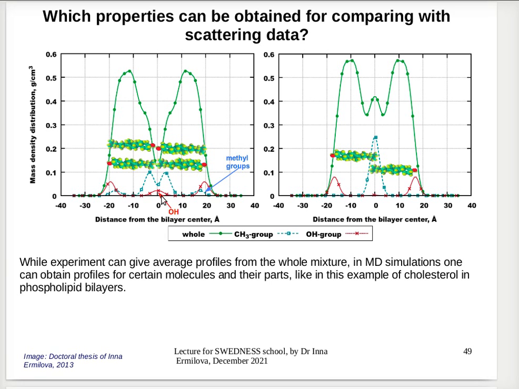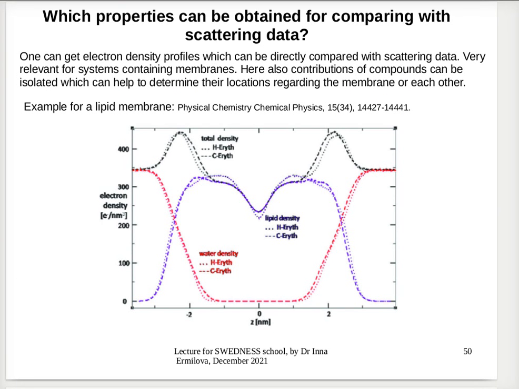Like here we see OH groups and methyl groups. Or we can see the total distribution of the molecules, which is very useful, and it can help interpret what you see in scattering data, where you basically see average profiles. So here you can also see examples of electron density profiles, which can be calculated from molecular dynamics simulations and compared with experimental data.